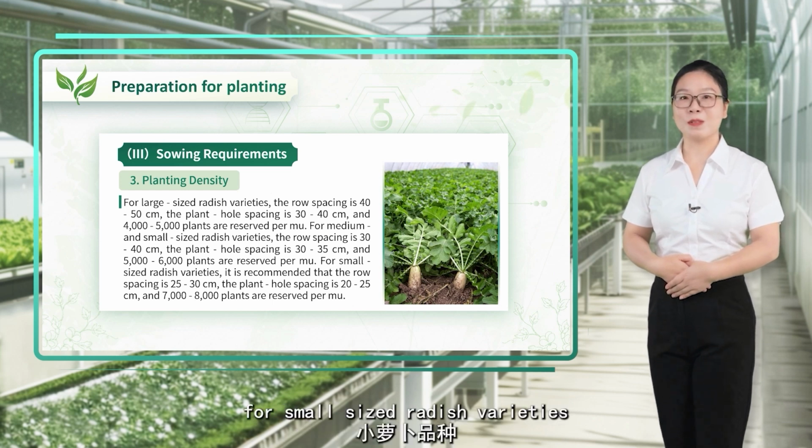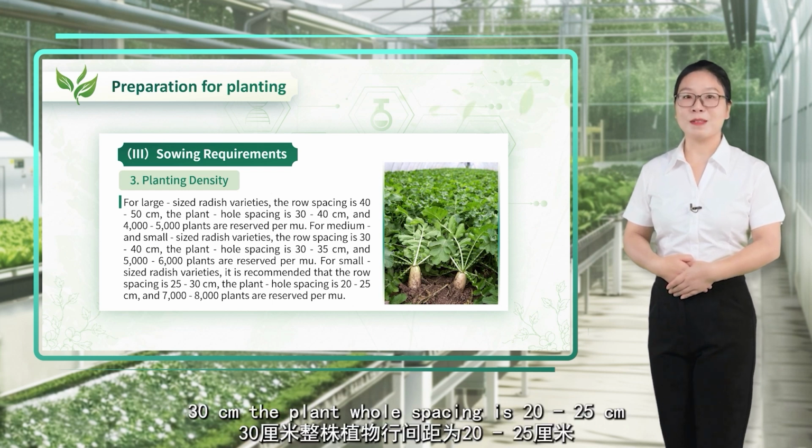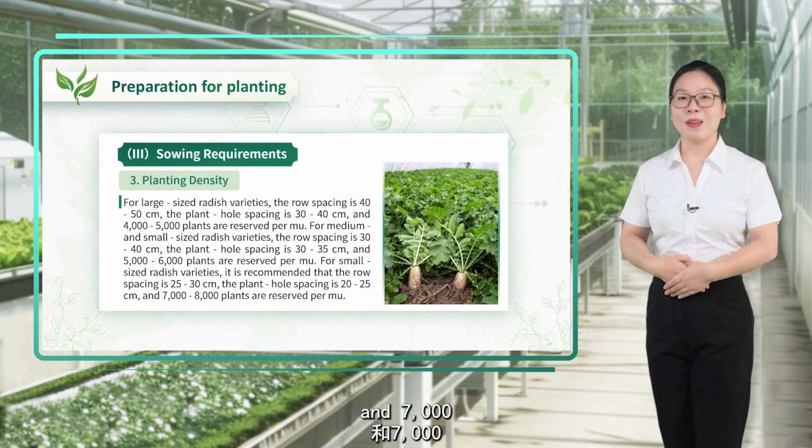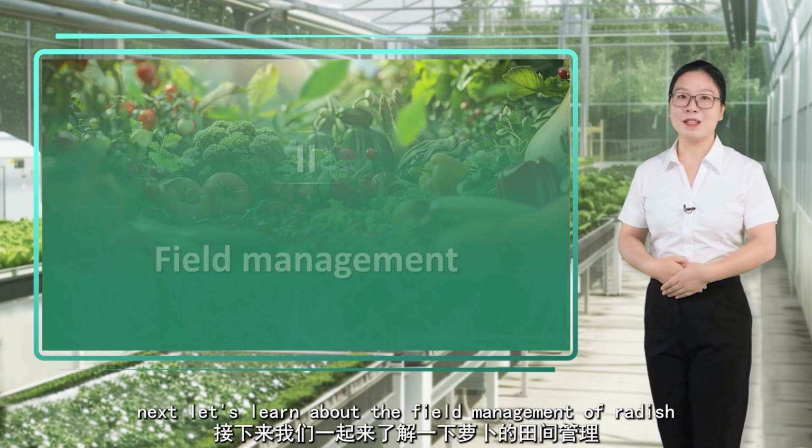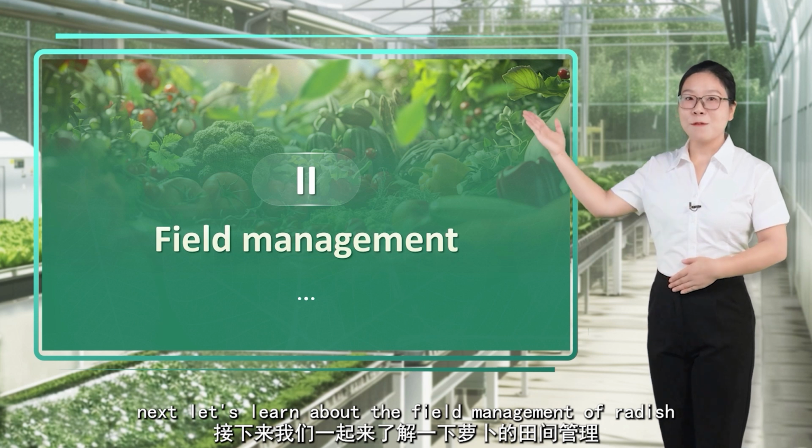For small-sized radish varieties, it is recommended that the row spacing is 25-30 cm. The plant spacing is 20-25 cm, and 7,000-8,000 plants are reserved per mu. Next, let's learn about the field management of radish.